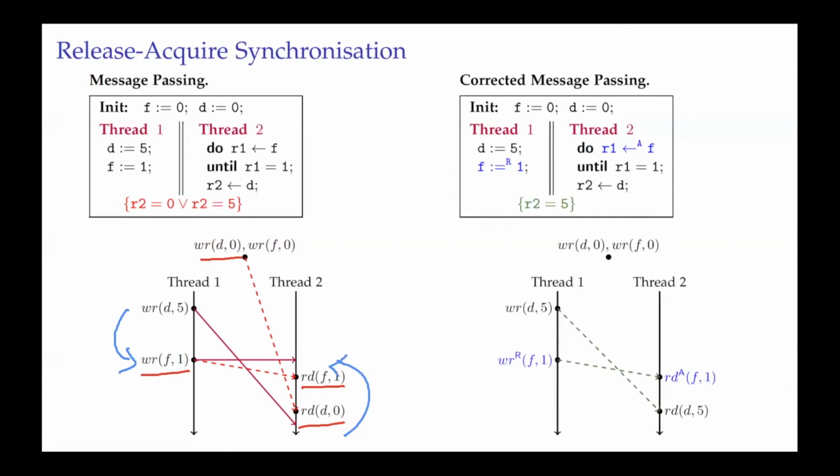In the presence of release-acquire synchronization, this reordering will become impossible. If thread 2 reads from a releasing write of f equals 1 in an acquiring manner, it becomes illegal for thread 2 to read the stale value d equals 0. In terms of the sequence of messages, we can think of the release-acquire synchronization as forcing the order of messages in one thread to be preserved.